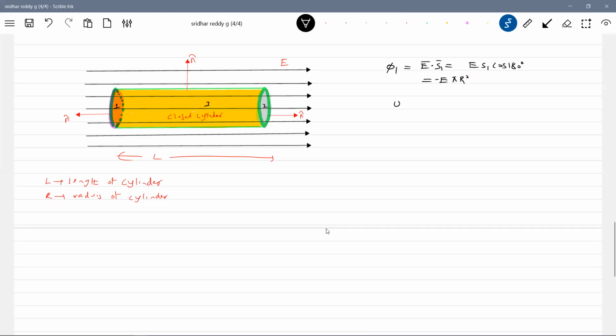Similarly, the flux linking the second one is E bar dot S2 bar. How is n cap? N cap is in the direction of E bar. So what is the angle between them? Cos 0 degrees. So the flux should be equal to plus E pi r square.